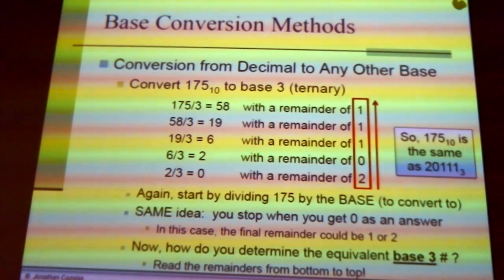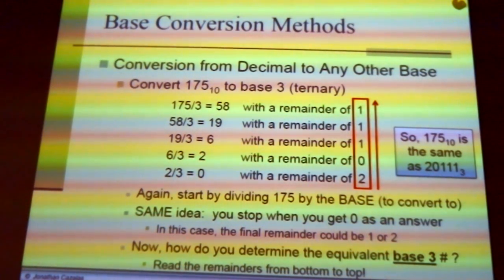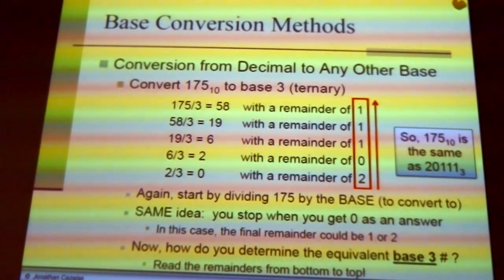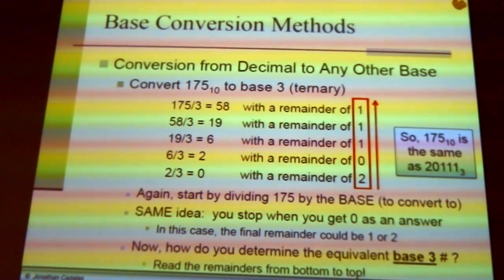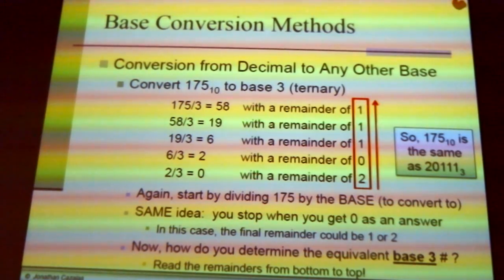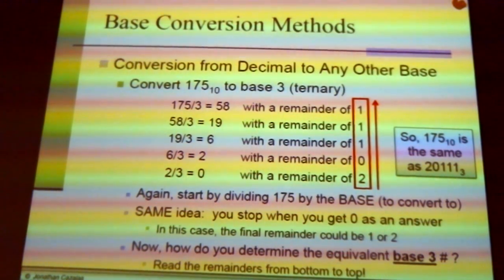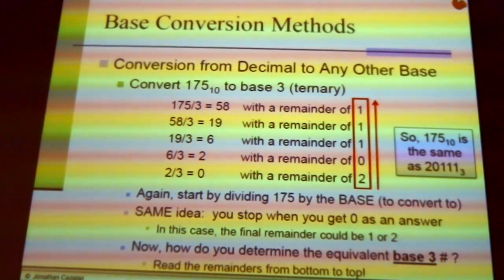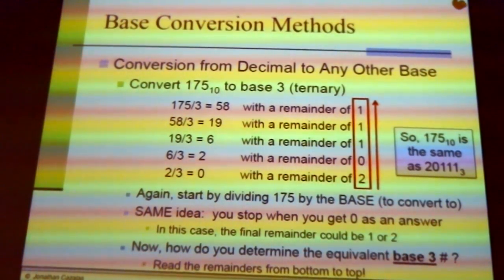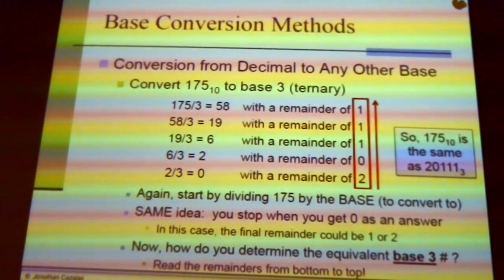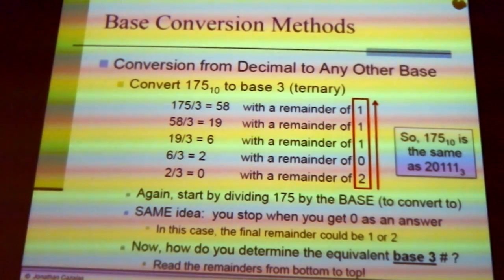So here, we're going to convert to base 3, okay? So again, whatever the target base is, that's the value to divide by. So we take our 175, divide by 3, and we get 58, and then we have our 58 divided by 3 is 19, with a remainder of 1. 19 divided by 3, we got a remainder of 1, and then 6 divided by 3 is 2, and finally we have that 2 left over.